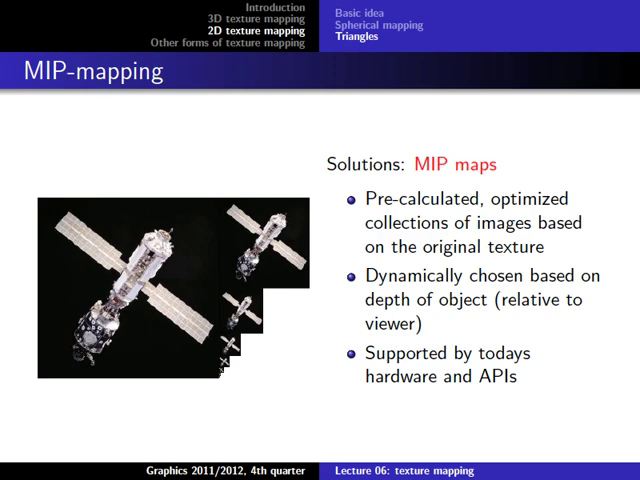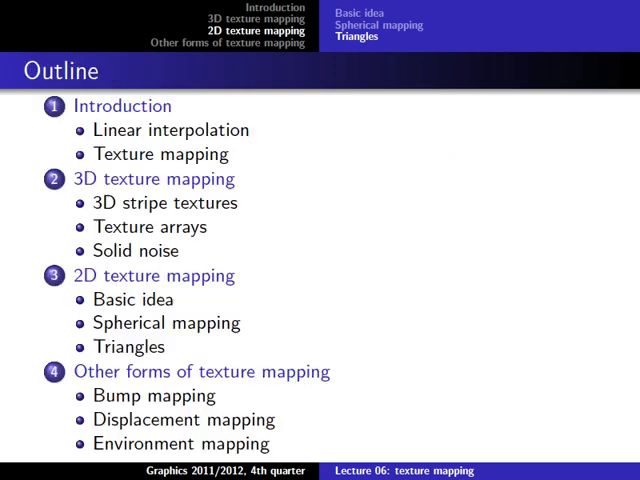Good, but this is again supported by common hardware, so we don't really have to care about the details here, but it's important, of course, to know, and it's important to do this then in your implementation. Good. So these are the main 2 approaches for texture mapping: 3D textures and 2D textures.